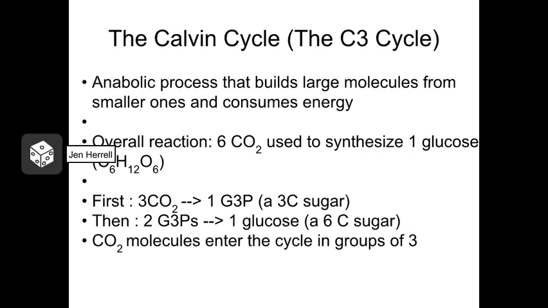The Calvin cycle, or the Calvin-Benson cycle, sometimes also called the C3 cycle, is anabolic in nature. So it is endergonic. It's a building type of reaction that requires an input of energy. In order to make our one little sugar, our one little G3P, we're going to require three CO2s. So the CO2s are actually going to enter this cycle in groups of three.